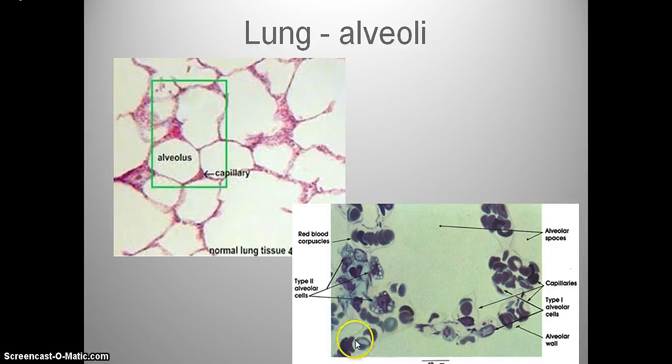All of these are capillaries right here. You can recognize disc-shaped red blood cells. And this is where oxygen and air actually is coming in, alveolar space.